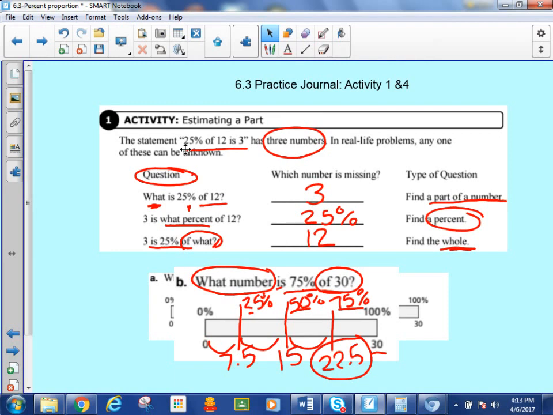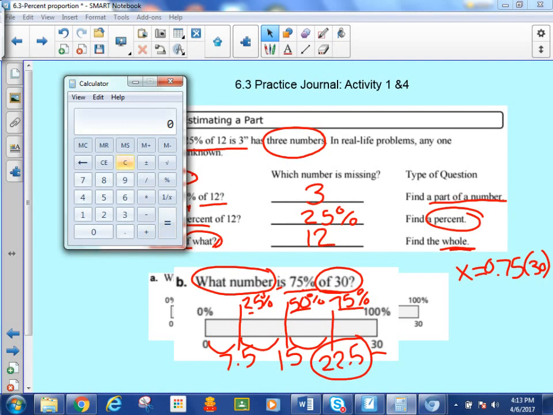And I can double check that by using my calculator. So remember, we can do an equation. x equals 0.75 times 30. So if I take my calculator and I take 0.75 times 30, I should get 22.5.